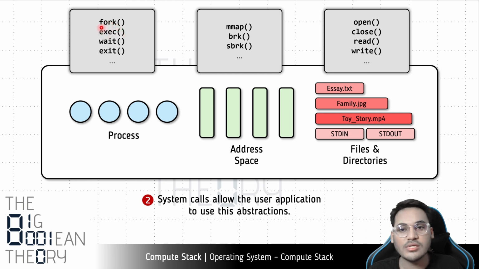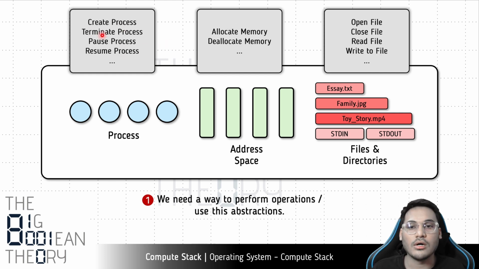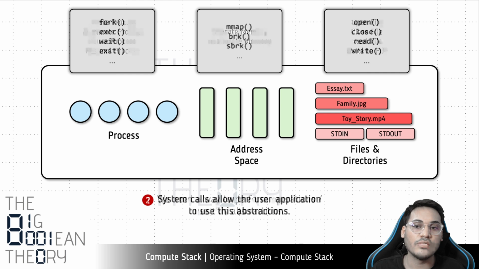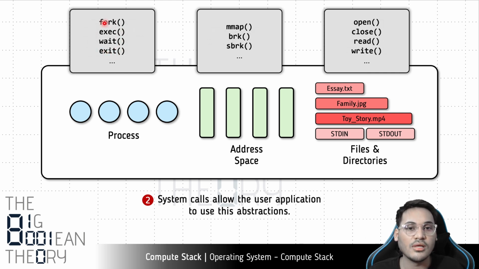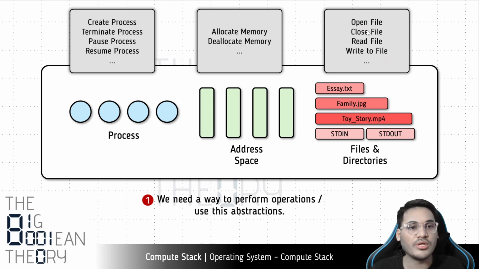Just to give you some examples, fork and exec are used for the creation of processes. Wait is used to wait on an existing process. Exit is used for termination, right? So for every operation that we said we want, you can see the OS has provided system calls. Similarly, for memory, we have mmap, brk, and sbrk. These are used for allocation and deallocation of memory. Finally, for files, we have open, close, read, and write, equivalent to every operation that we saw: opening a file, closing it, reading, and writing.